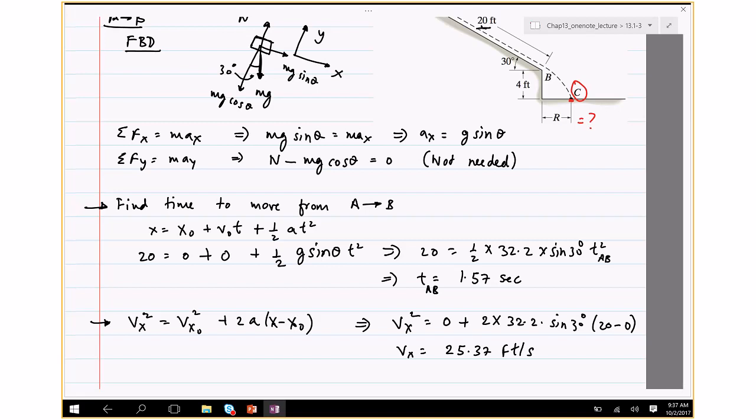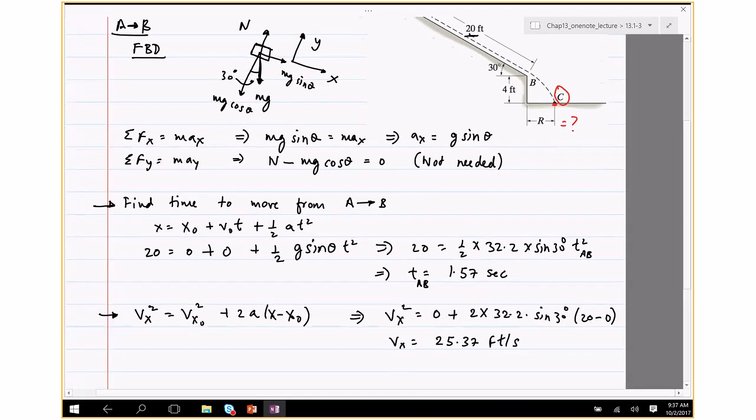So another thing to note is that the velocity of the block is going to be in the x direction. The x direction is along the inclined plane. It's going to have zero velocity in the y direction. Y direction is normal to the plane.